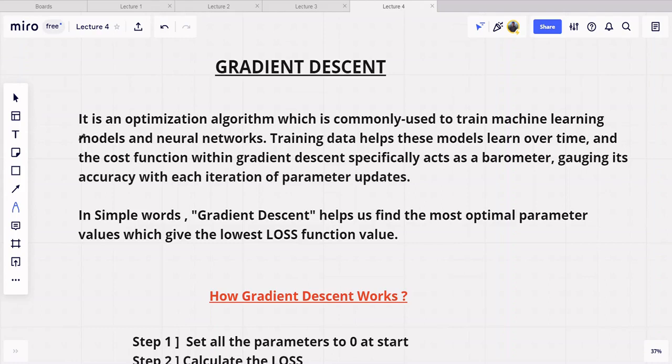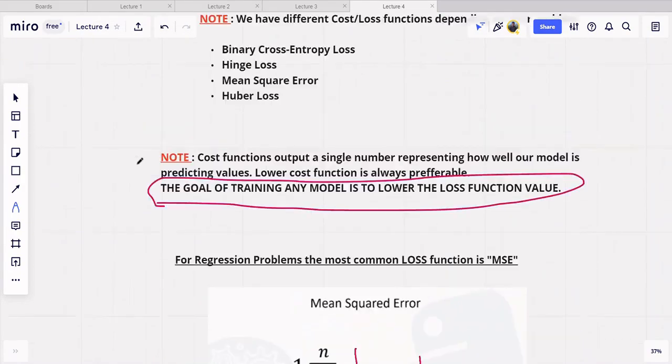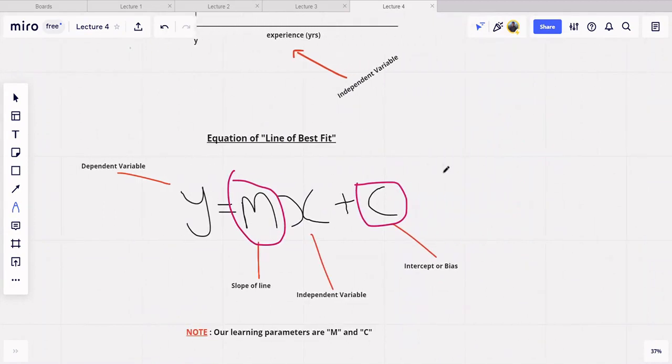It would be pretty obvious from the definition that gradient descent is a method, or an algorithm, which helps us find the optimal values for our parameters which give the lowest loss function. When I said that we wanted to find M and C, I also mentioned that there is an infinite set of values that we can use for M and C.